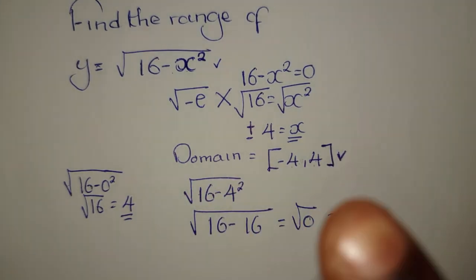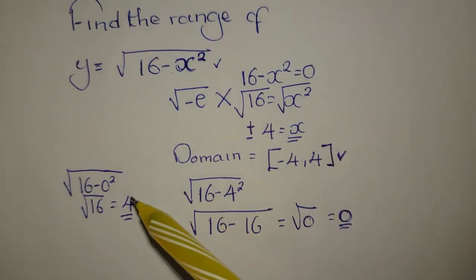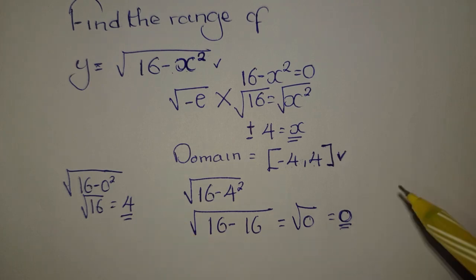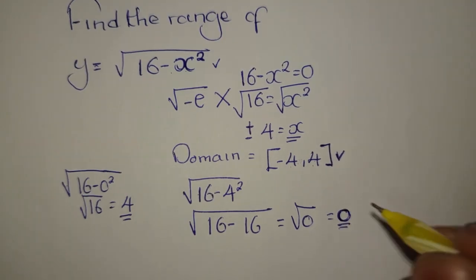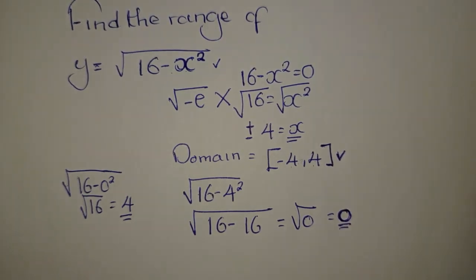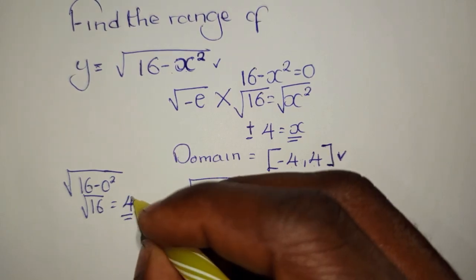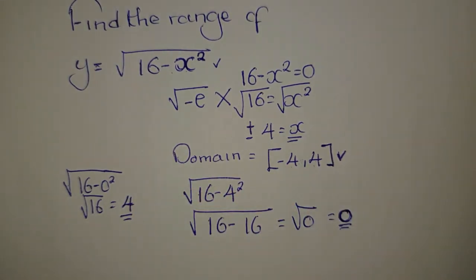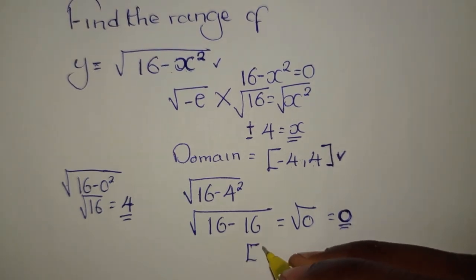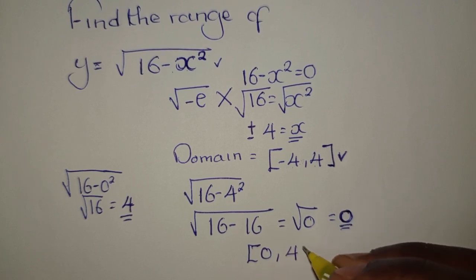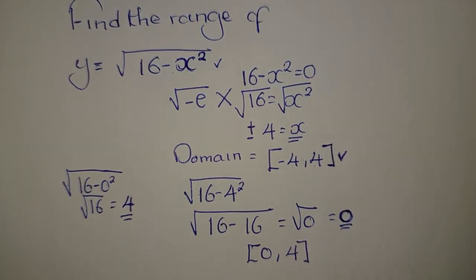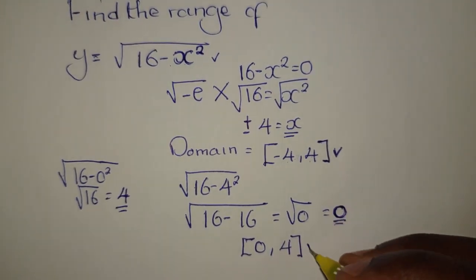But if you look at these two, remember 0 was one of the lowest data values we could produce, and 4 itself was the highest data value we could produce. So what is the myth behind? So meaning our range is from 0 all the way to positive 4. So this is our range.